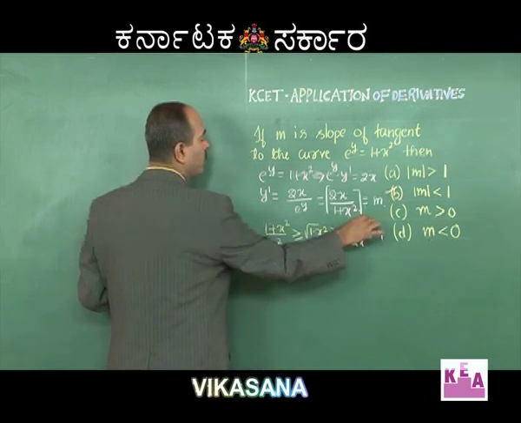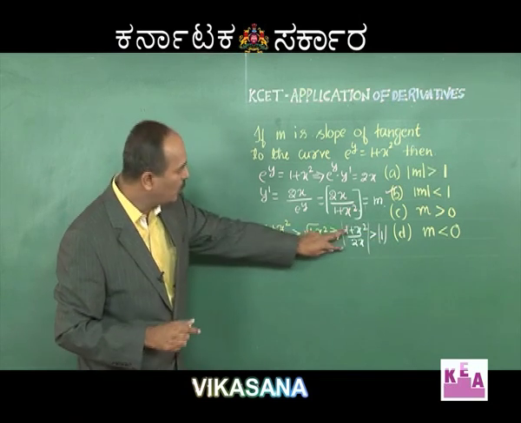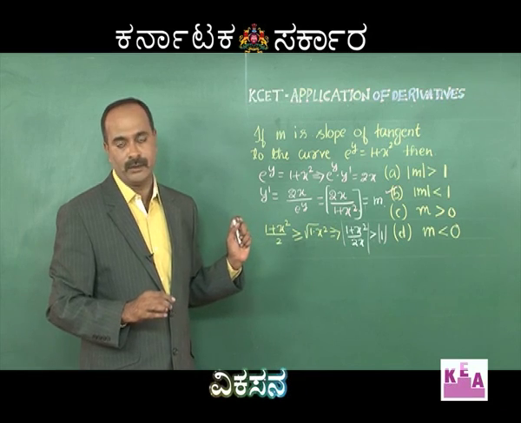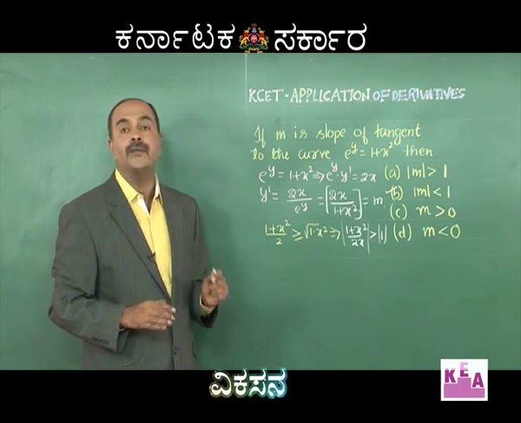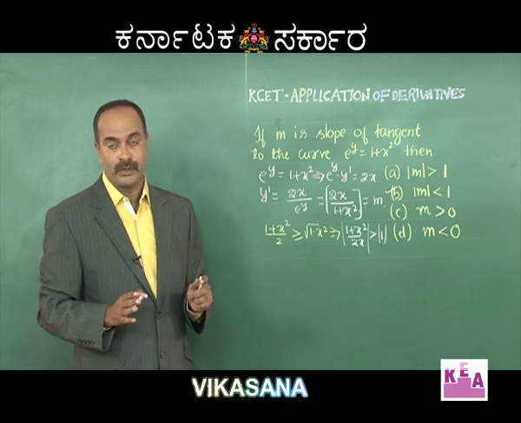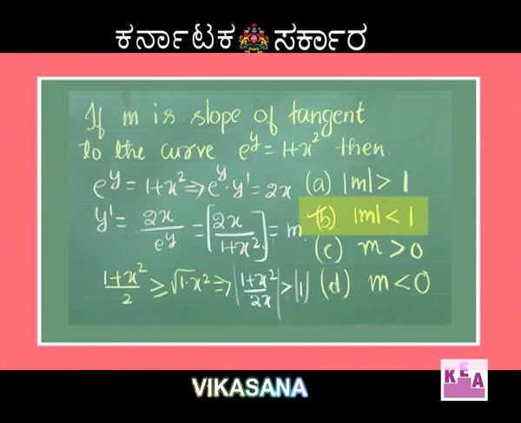If you put modulus on both these sides, you will get it. You have to just write the reverse of it, because 2x by 1 plus x square is less than 1. Understood this? Therefore option B is correct. Mod m is less than 1. That means to say it is a fraction. Got it? Please make a note of this.